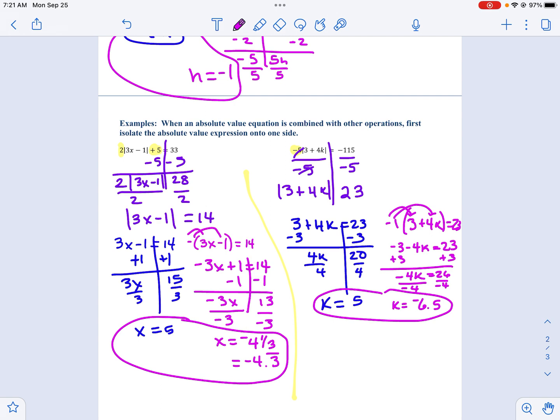So again, solve for the absolute value symbol, set the problem up twice, and then go ahead and work both of them.